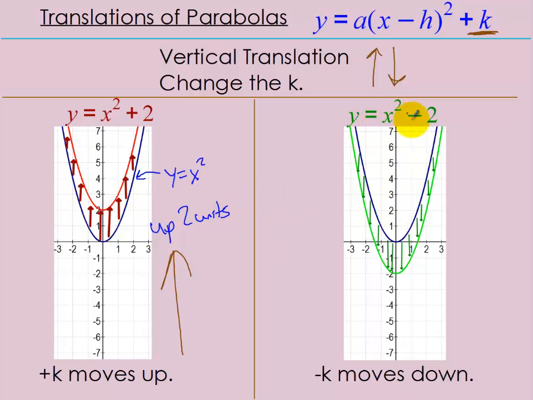Now for the graph of y equals x squared minus 2, we're moving down 2 units. So we go from the blue shape, y equals x squared, down 2 units. And so this vertex point, instead of at (0, 0), is at (0, -2). All right, next thing.